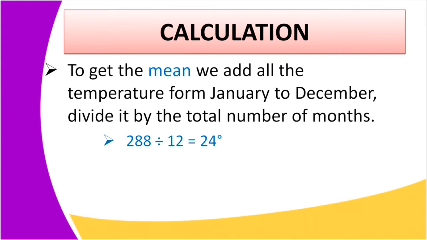So we are going to get the mean. We add all the temperatures from January to December. So we'll add all the temperatures from 24 degrees Celsius to the last temperature of December. Then we are going to divide it by the total number of months in this year. So this year has 12 months. So the total of these temperatures is going to be 288, and we are going to divide it by 12. That is, we will get a mean of 24 degrees Celsius.